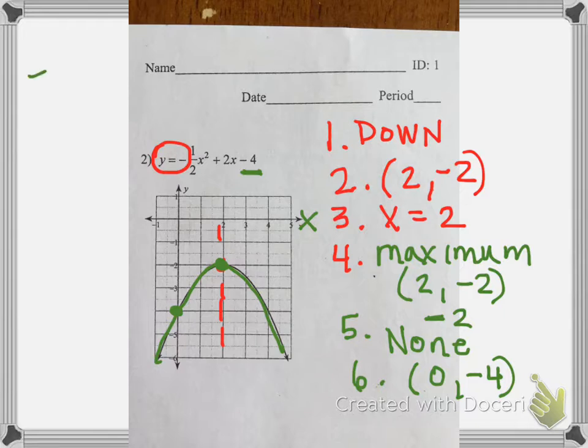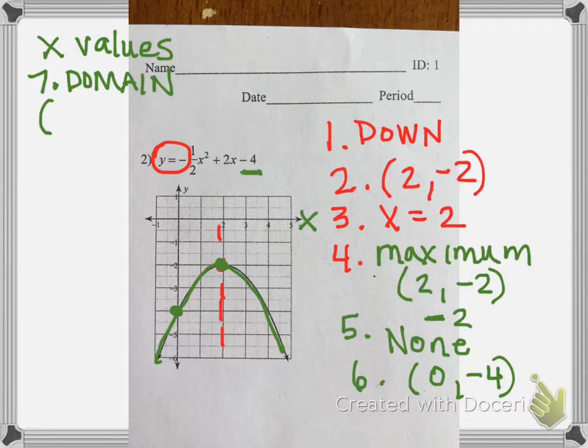Okay, number 7, the domain. The domain of parabolas is all reals. Domain is the x values. For domain, you always go left to right: -infinity to infinity.